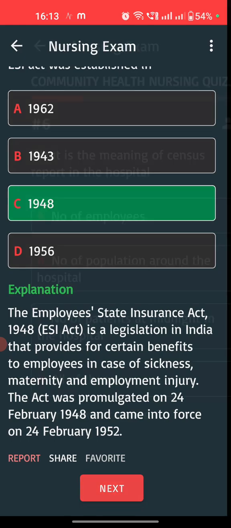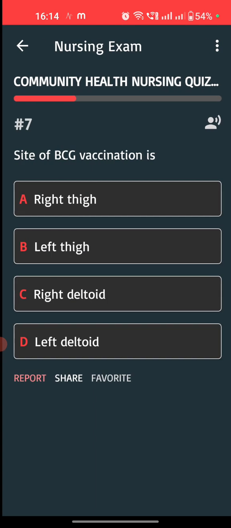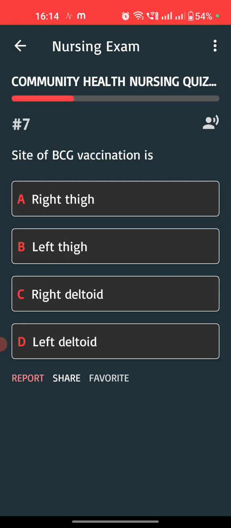The act was promulgated. What is the meaning of census report in the hospital? A. Know of employees. B. Know of population around the hospital. C. Know of patients at midnight in the hospital. Correct answer.